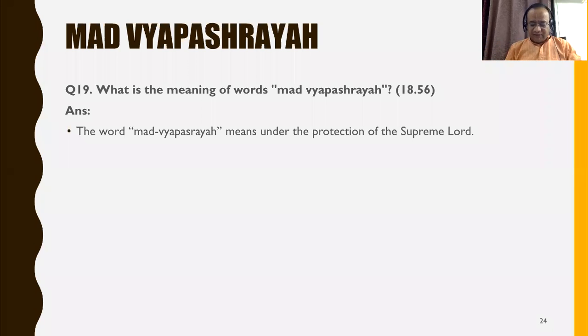Then, mat prasadat avapnoti shashvatam padam avyayam. Then, by my mercy, my prasad, I will take care. You follow my way, don't worry. You will come into my camp. Shashvatam padam avyayam. You will be getting the eternal and imperishable abode by my grace, by my kripa, my prasad.